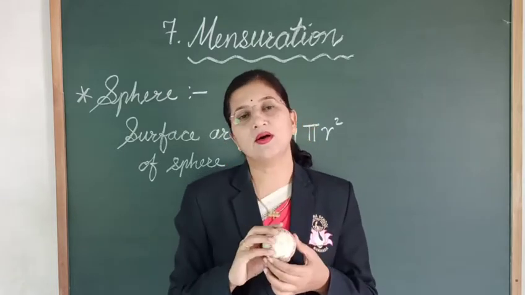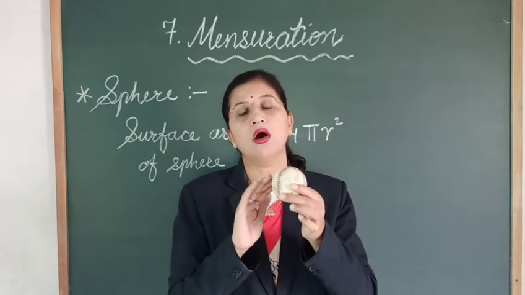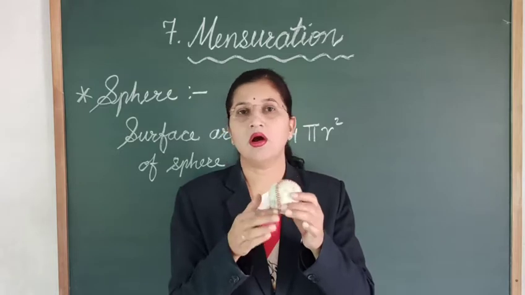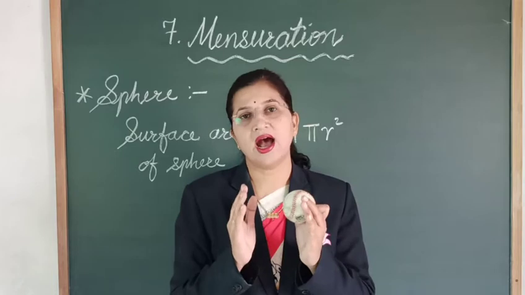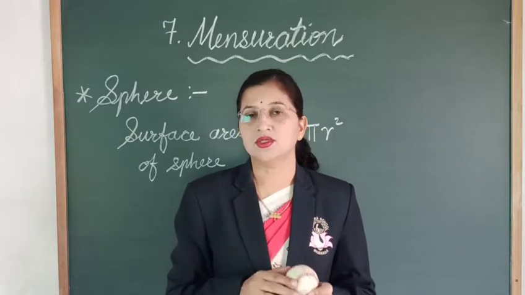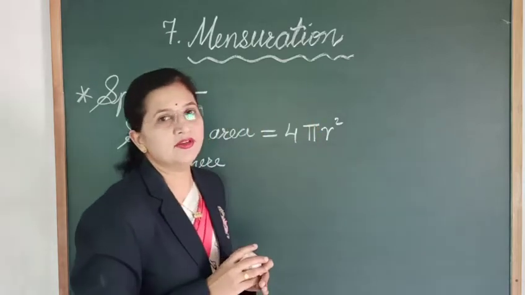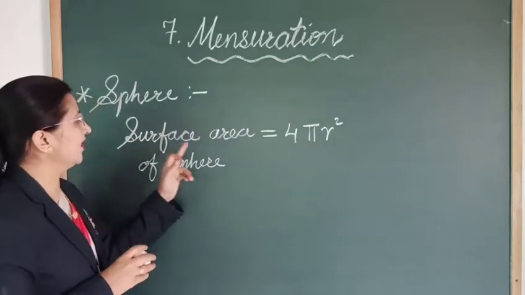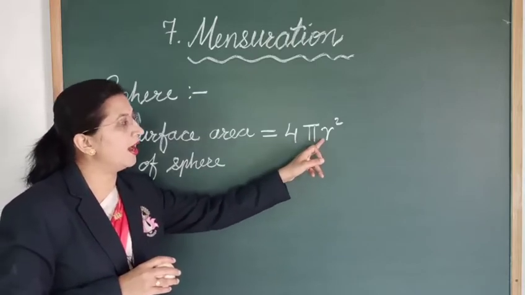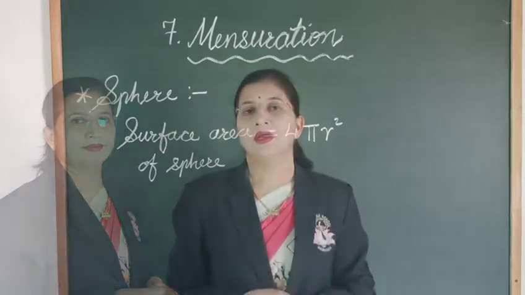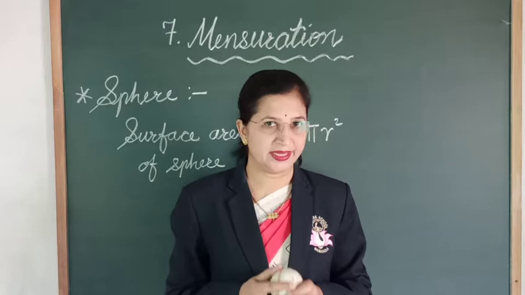In the case of sphere, we can say total surface area of sphere, or curved surface area of sphere, or simply the surface area of sphere. All these three are one and the same only. So what is the formula to find out the surface area of sphere? The formula to find out the surface area of sphere is equal to 4 pi r square. Now let's see the activity to find out the surface area of sphere.